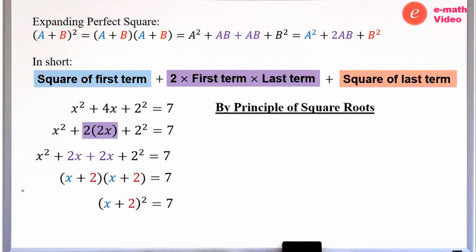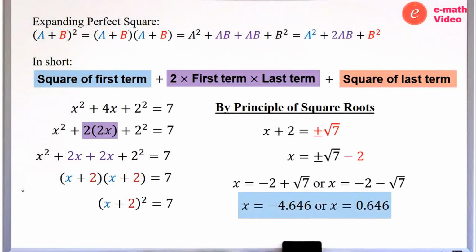Apply the principle of square roots. x plus 2 equals plus minus square root of 7. Subtract 2 from both sides. And finally, we have the answers.